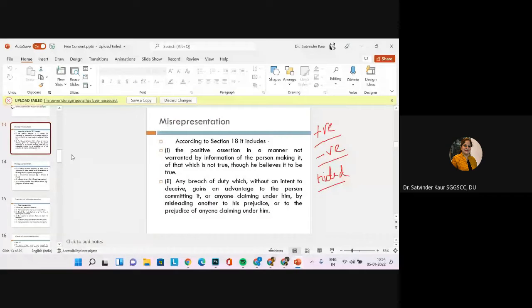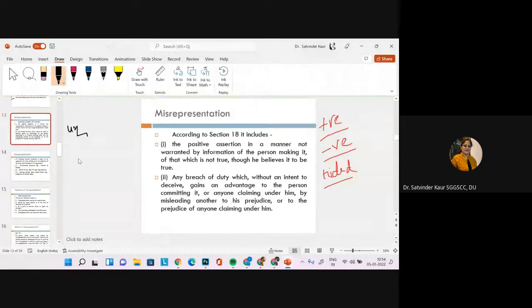Okay. So now when we have discussed fraud, we have discussed the essential elements: there should be a positive statement or assertion wherein the person is aware of the falsehood of the statement. But when we talk about misrepresentation, in misrepresentation, this is called unintentional.